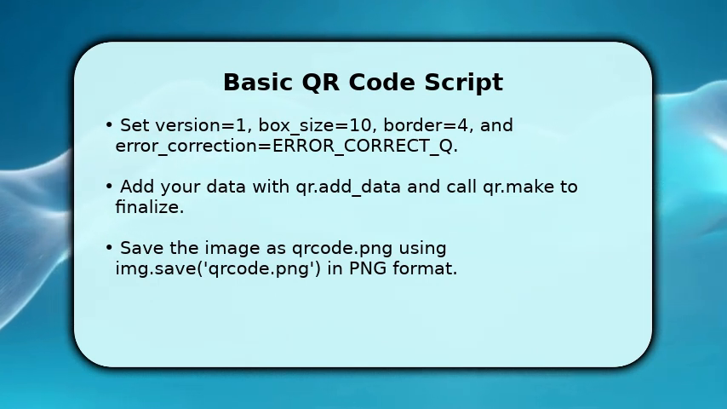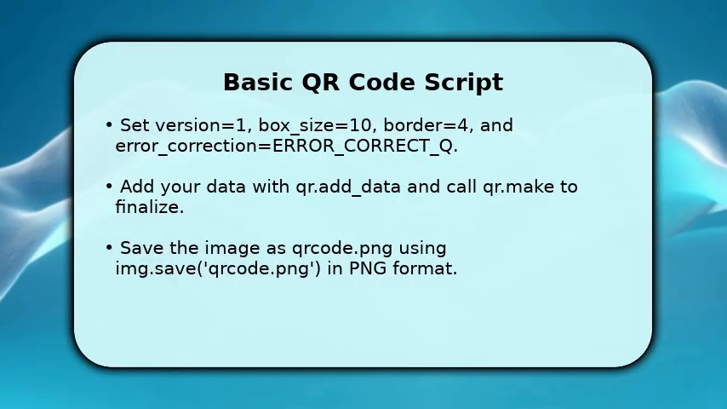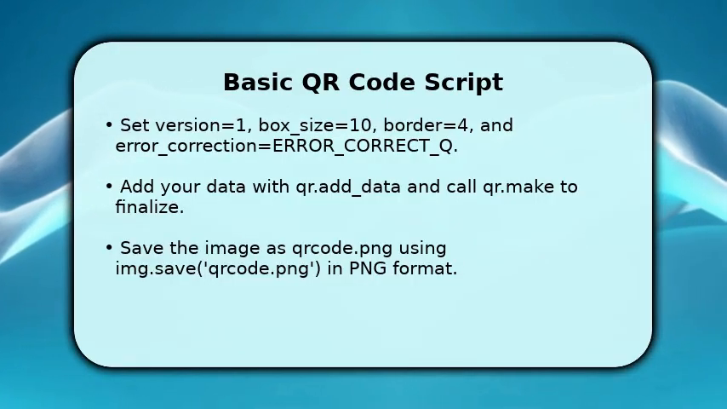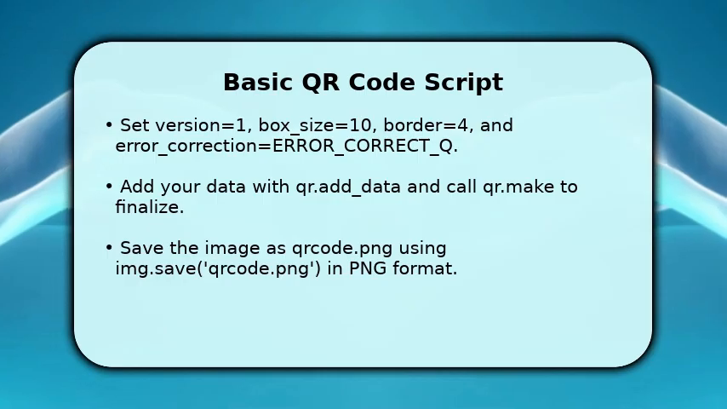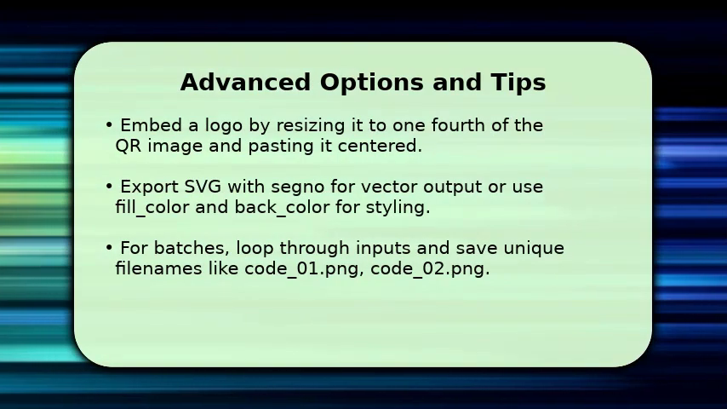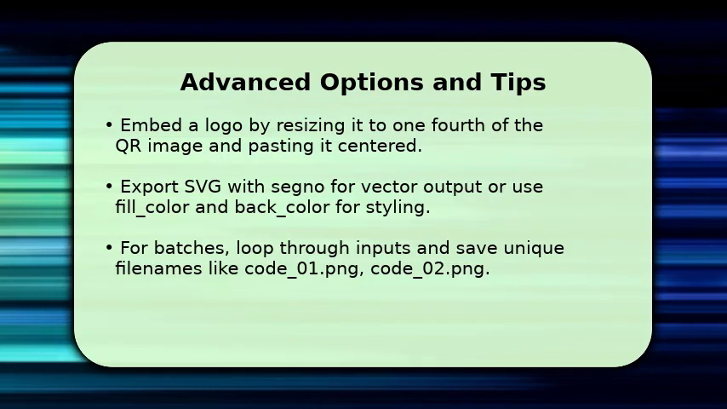To add a logo, open the saved PNG with Pillow and resize the logo to 1/4 of the QR size. Paste the logo centered and save as a new PNG to preserve scannability. For crisp vectors, use Segno to export SVG files that scale without quality loss. Customize colors using fill color and back color when generating images.